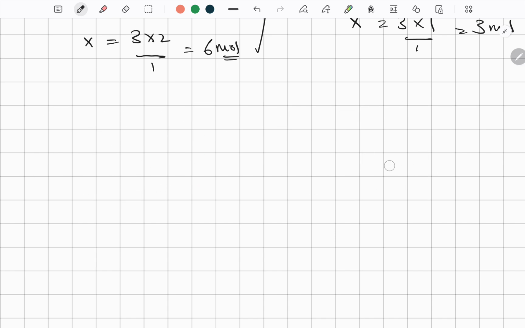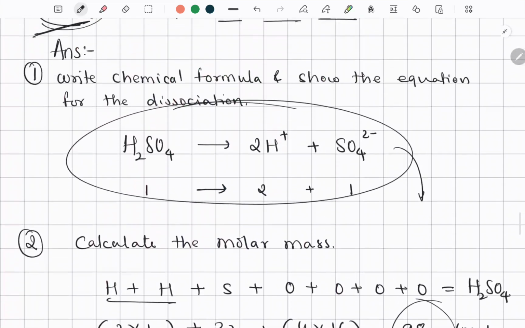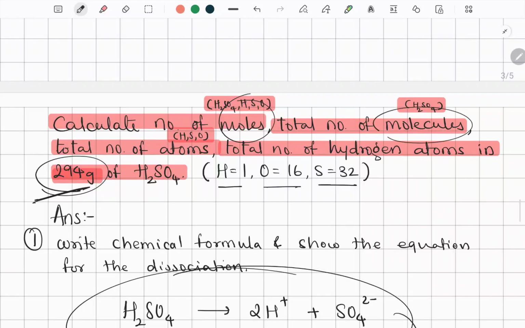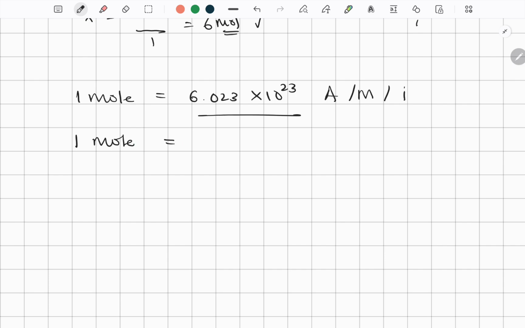Okay, now we know that. Let's come to the part: sir, how can we find the number of molecules and number of atoms? Okay, so we know the formula. We know that 1 mole is equal to 6.023 into 10 raised to 23 atoms, molecules or ions. So if we have 1 mole of H2SO4, then it's 6.023 into 10 raised to 23, which is nothing but the Avogadro's number.